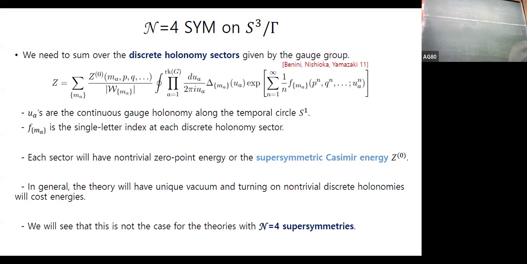Any questions about this section? How do you compute Z0? That I will explain. Any other?